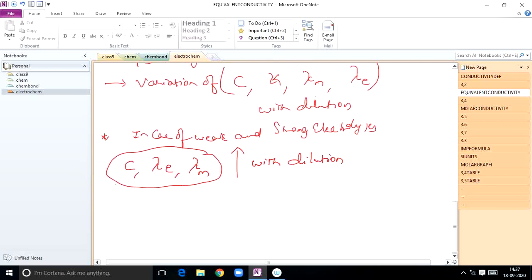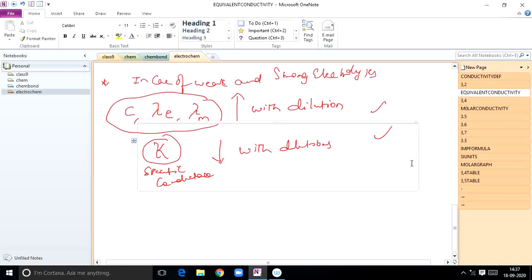But this is a special kappa, that is specific conductance. What is kappa here? Specific conductance of an electrolytic solution decreases with dilution. So I think you understood the two statements here. Very important. Whether it is a strong electrolyte or a weak electrolyte, the three terms conductance, equivalent conductance, molar conductance increase with the increase in dilution, whereas the specific conductance alone decreases with dilution. That is a statement.